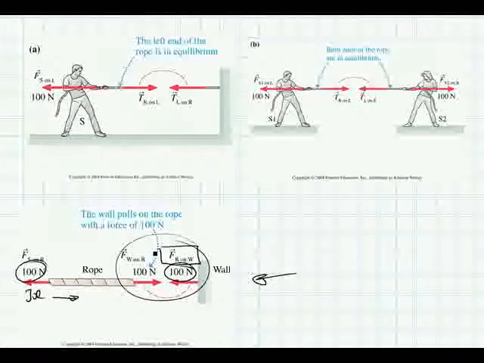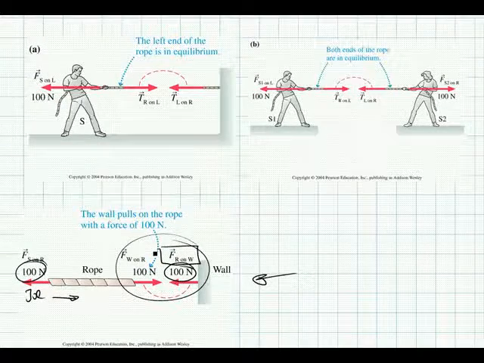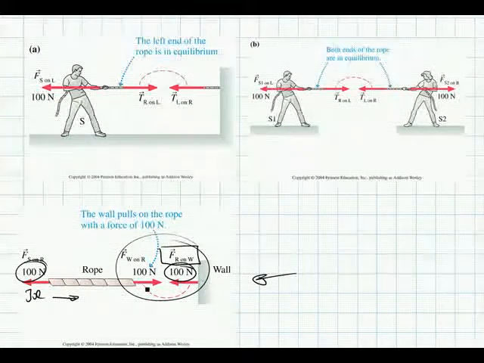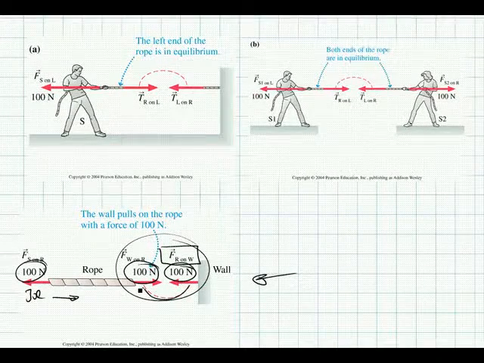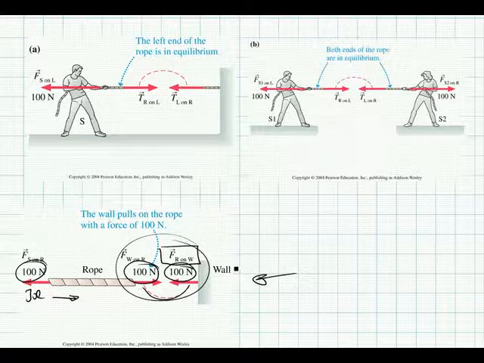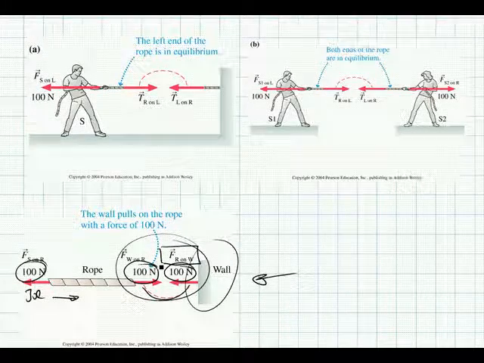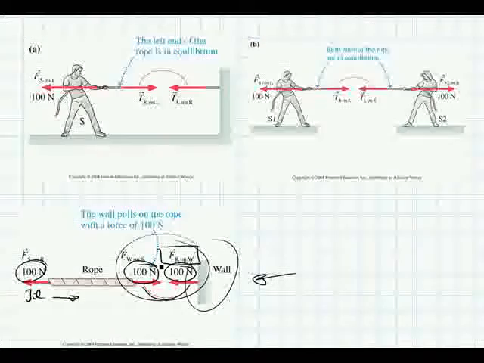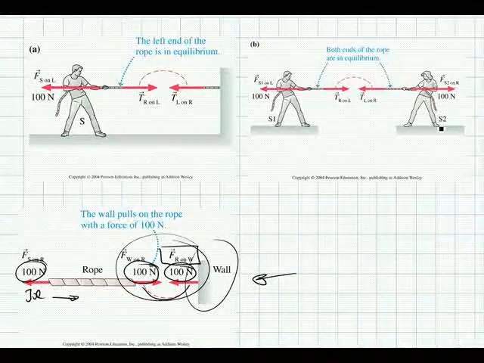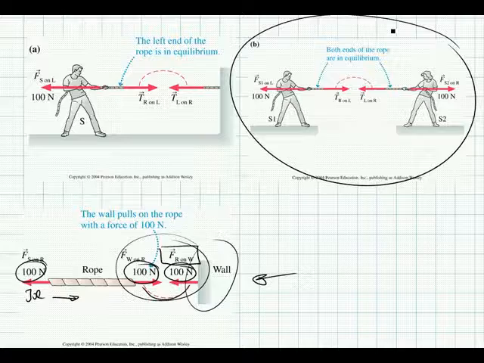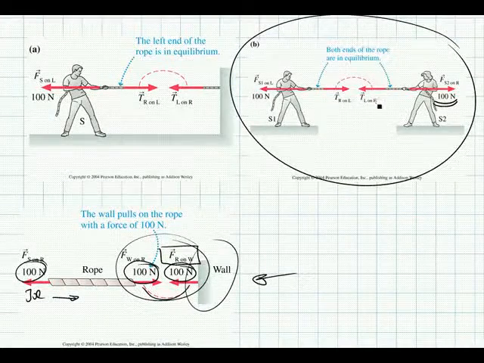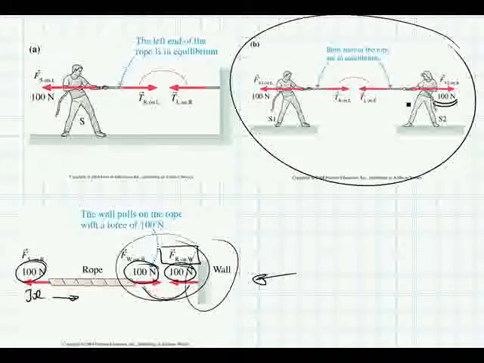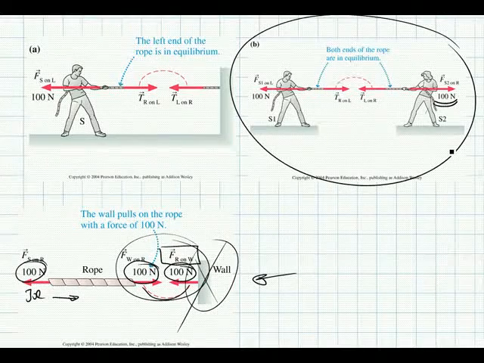So that's the force that the rope exerts on the wall. By the same token, the wall exerts a 100 newton force on the rope. So these two are action-reaction pairs at this end. This scenario where the wall exerts a 100 newton force on the right hand side of the rope is no different than this case here, where Jill is exerting the 100 newton force on the rope to keep it at equilibrium.